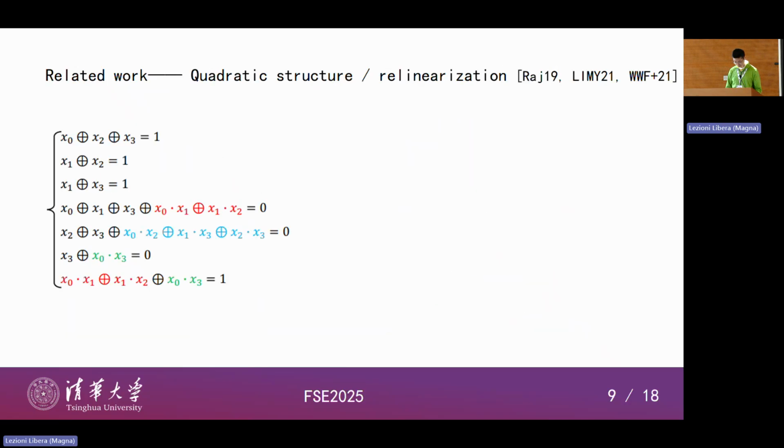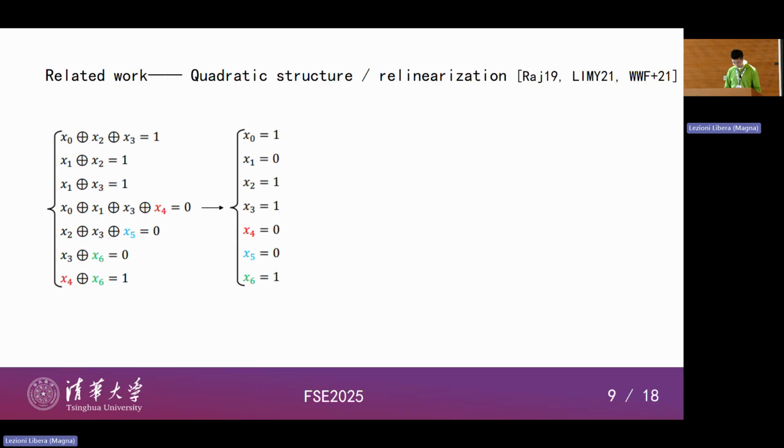Then, quadratic structure and relinearization technique. When a quadratic equation system is overdetermined and the number of quadratic terms is relatively small, then the equation system can be linearly solved by the relinearization technique, which is a special case of the crossbred algorithm. This is an example. By replacing the quadratic terms with new variables, the quadratic equation system becomes linear, and the variables can be solved by Gaussian elimination. We then check whether the values of the new variables match the replaced quadratic terms.